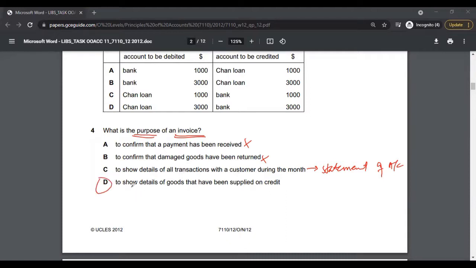And when we read this, to show details of goods that have been supplied on credit, that's when you issue an invoice. That's when a company issues an invoice. So the answer to multiple choice 4 is option D.